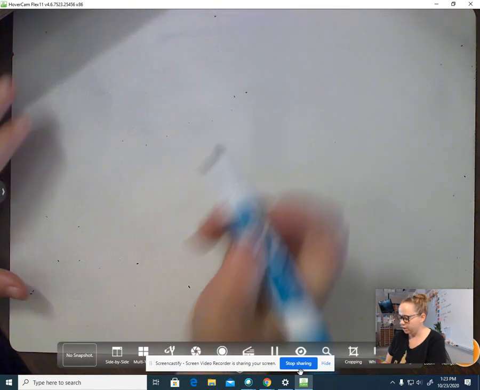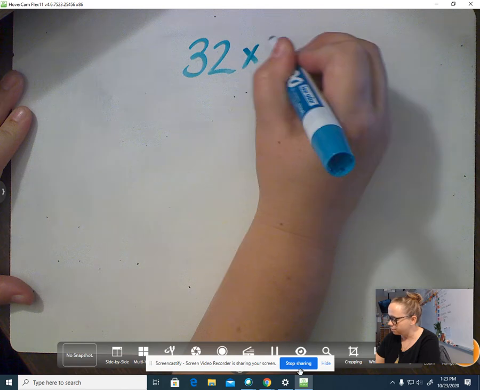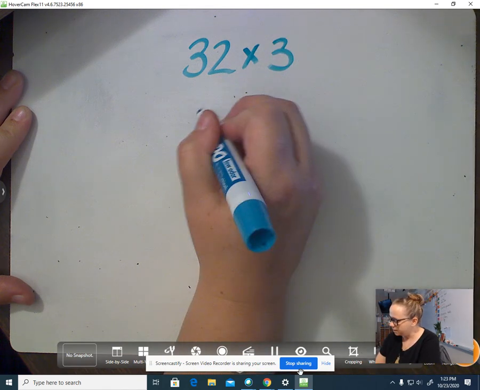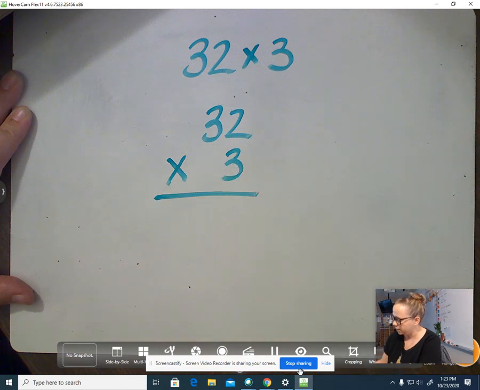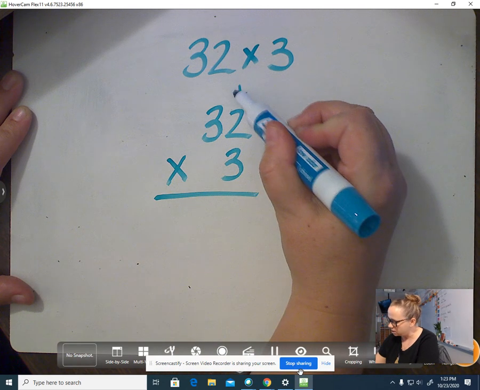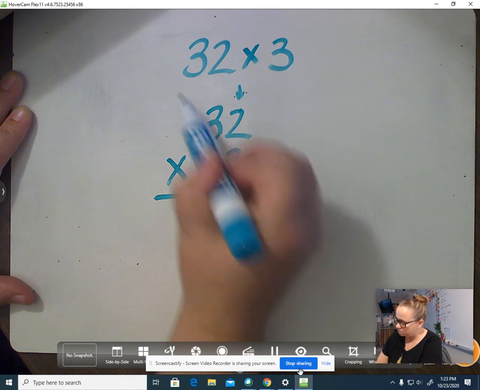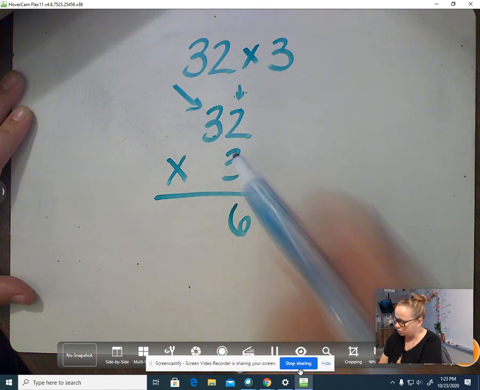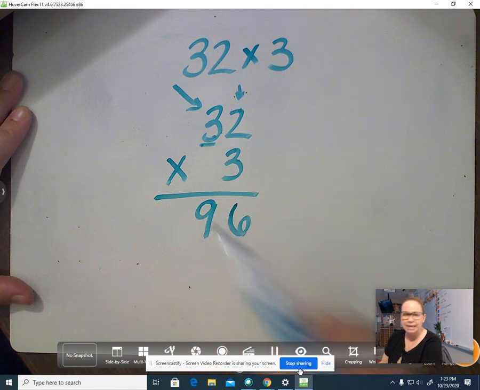And let's review a little bit what we learned the other day before we move on. So the other day we were working on 32 times 3. And when we did that with the algorithm, remember we have to write it vertically if we want to use the algorithm. We multiplied this column first. 2 times 3 is 6. And then what? Then we multiplied diagonally. So 3 times 3 was 9, because really that's 30 times 3 is 90. So that's what we did the other day.